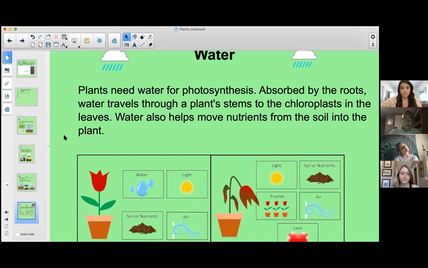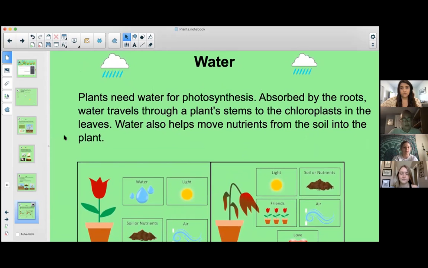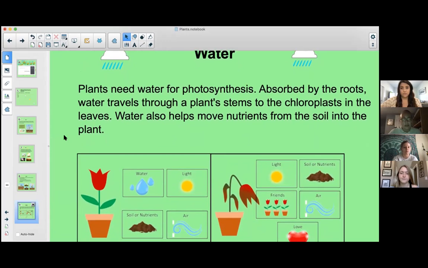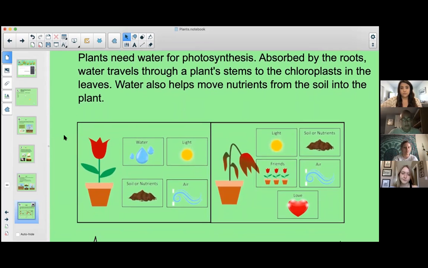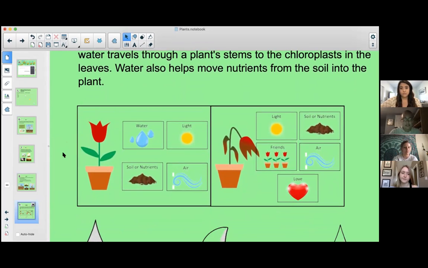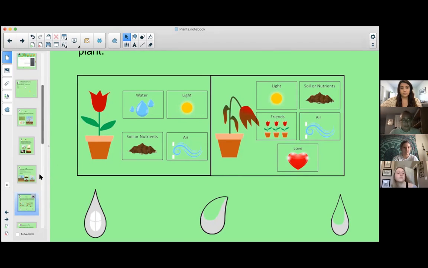When it comes to water, plants need water for the process of photosynthesis. Water is absorbed by the roots, and it travels through the plant stem to the chloroplasts in the leaves. Water also helps move nutrients from the soil into the plant. In this picture here, we can see what's necessary for plant survival. So we see water, light, soil, and air. And it's also necessary when a plant is unhealthy to have light, soil, friends, air, and love. All right, moving on to the next.